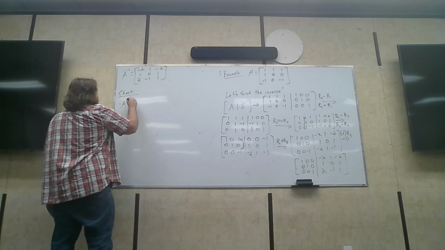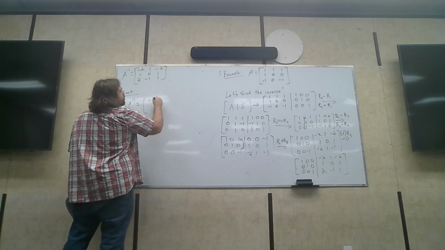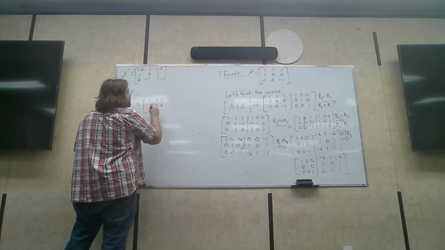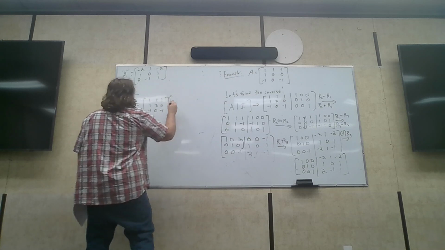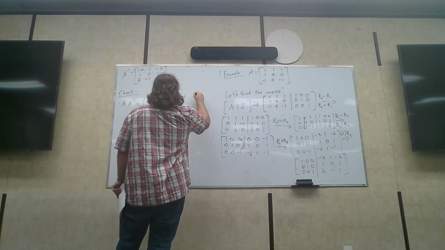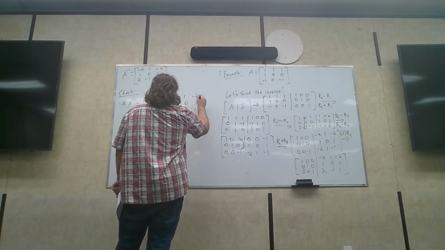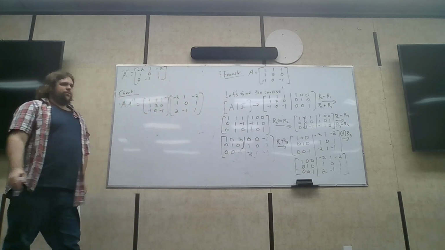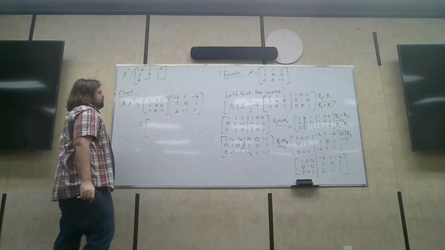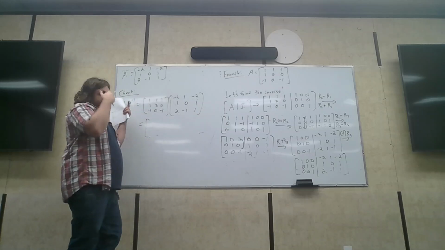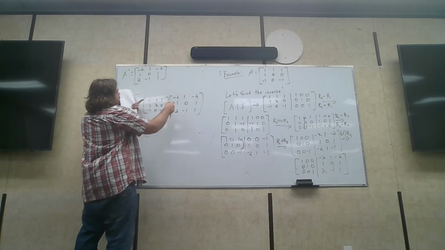A times A inverse. I already forgot what A is. 1, 1, 1, 1, 2, 0, minus 1, 0, minus 1. Times this thing. Minus 2, 1, 0, 1. All right. Bunch of 1s and 0s and 2s. But let's check. So it's a little harder to do 3 by 3 or bigger matrices in our head, but let's give it a go.